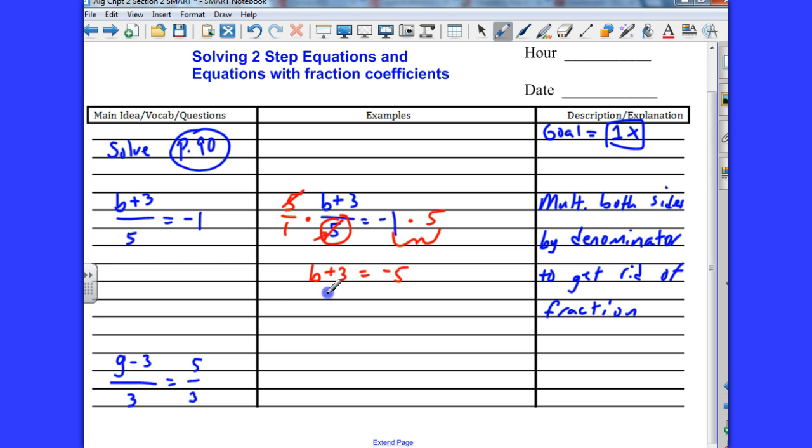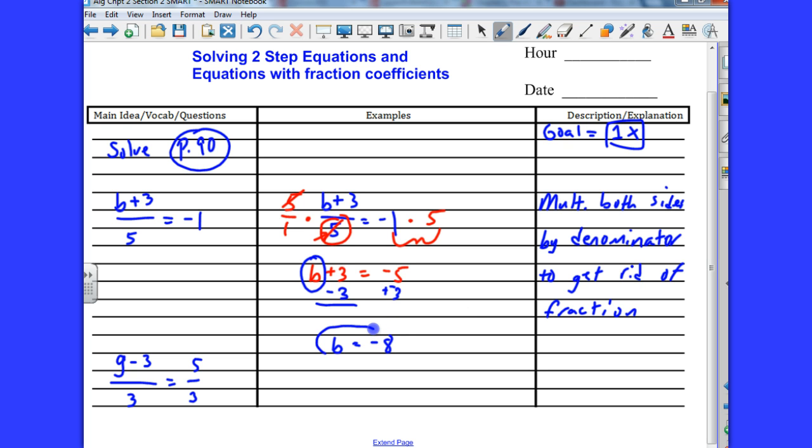All you have to do now is add the opposite. Remember, the game is to isolate b in this case. So I'm going to add -3, or subtract 3. I'm left with b here. Now be real careful right here. This is -5 minus 3, which is the same thing as -5 plus -3. b is -8. b is -8, and you have the solution.